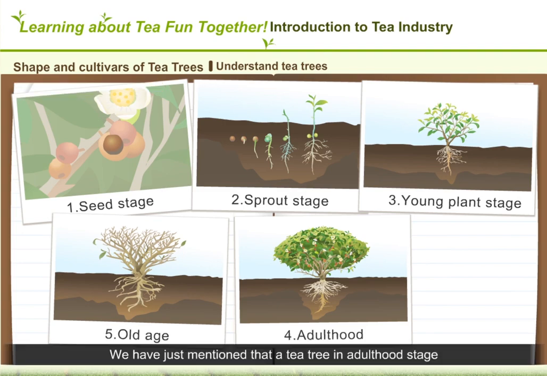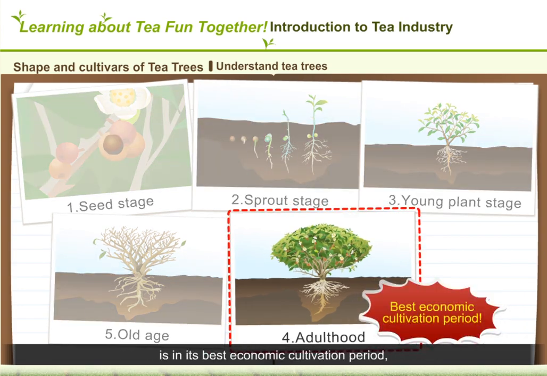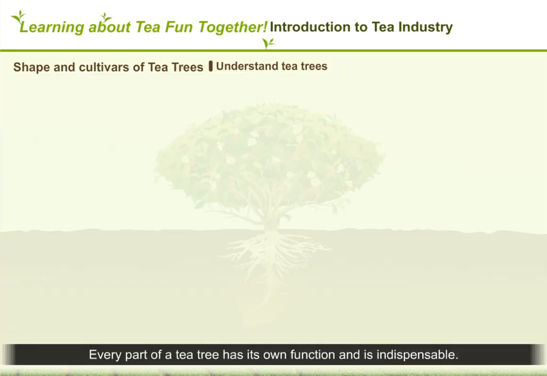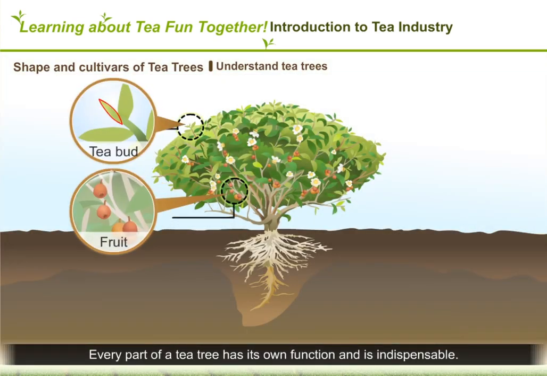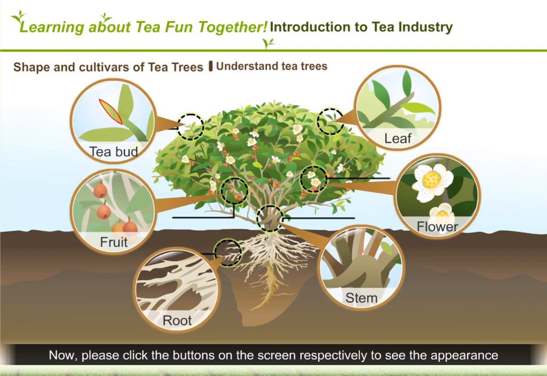We have just mentioned that a tea tree in the adulthood stage is in its best economic cultivation period, and this stage is also a period in which all of its organs are fully grown, so we can observe a tea tree and understand its various parts from this stage. Every part of a tea tree has its own function and is indispensable. Now, please click the buttons on the screen respectively to see the appearance and properties of each part of the tea tree.